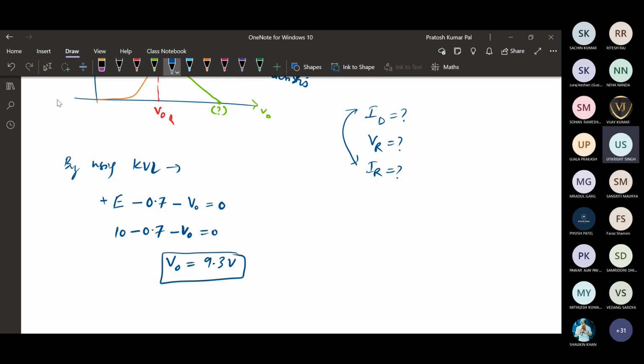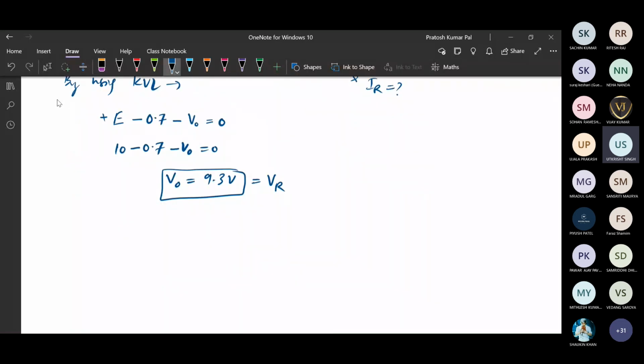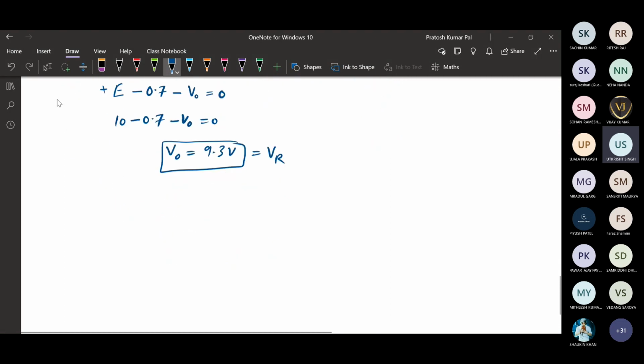So from there we can get the voltage drop across the resistor. V0 will be equal to the voltage drop across the resistor, which is 9.3 volt. Now we need to find the current flowing through this. Whatever current is flowing through the resistor, the same current will be flowing through the circuit.